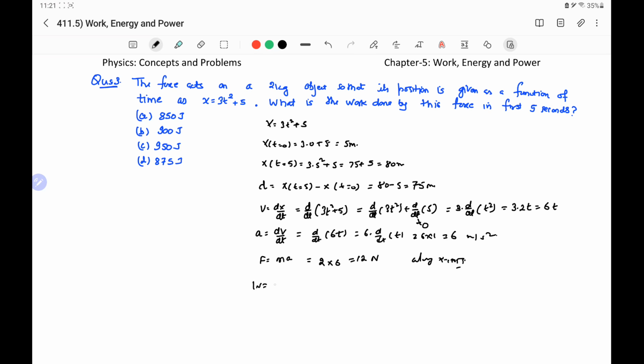Therefore work will be force into displacement, F dot D. The magnitude of force is 12 Newton. Because force is constant, we are directly multiplying it without differential or integral. So it is force 12 into displacement, we have calculated 75 meter into cos, and because both are in x-axis direction, the angle between them is 0 degree, and cos 0 is 1, so remaining is 12 into 75, so it will be equal to 900 joule. So option B is the correct option.